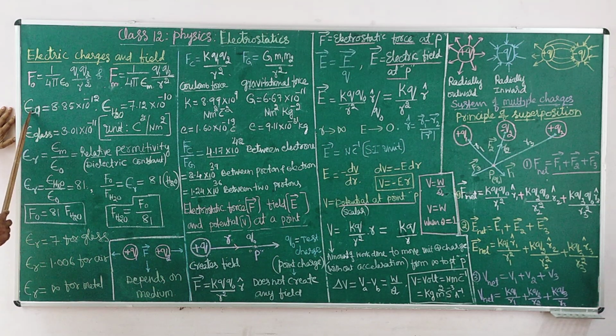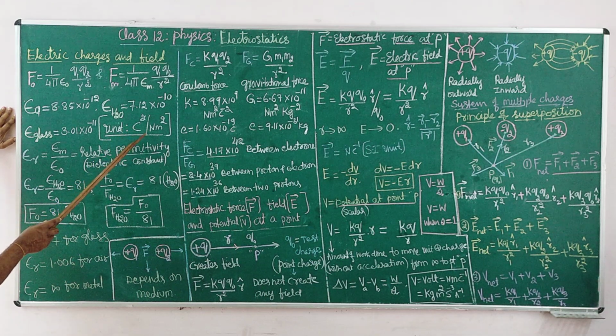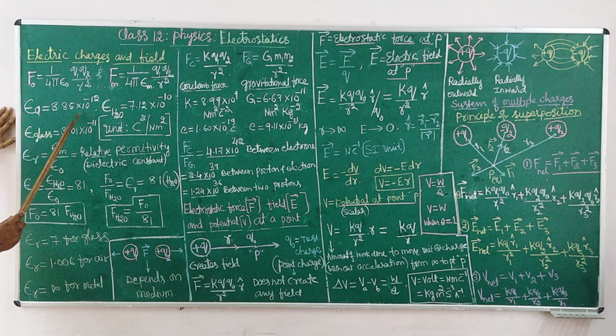And the unit of this epsilon is Coulomb square per Newton per square meter. That is in SI unit. Take the list of all; the literature values, the experimentally found values, are available. It is possible to find these values for different substances. Take the list and do the calculation.